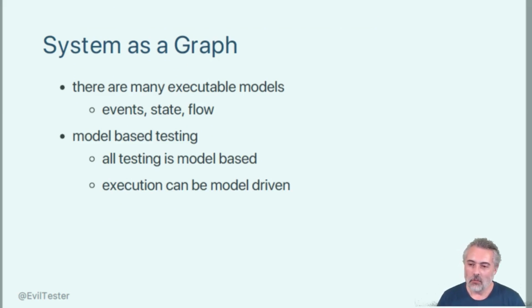There are multiple ways of modeling systems as graphs. You've got events, states, flows, other ways of doing this. And this can lead us into model-based testing, which is underexplored. And all testing essentially is model-based. When you're doing exploratory testing, you have a model in your head of the system, and you do model-based testing as you do that. When we do automated execution, we have a model of the system that we've broken down into steps, and the model is codified in the automated scripts.